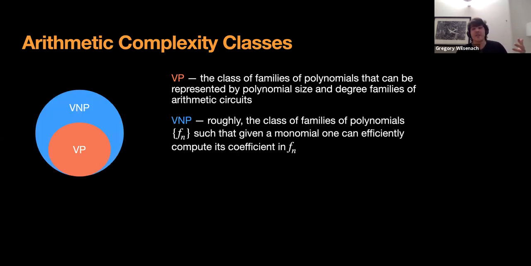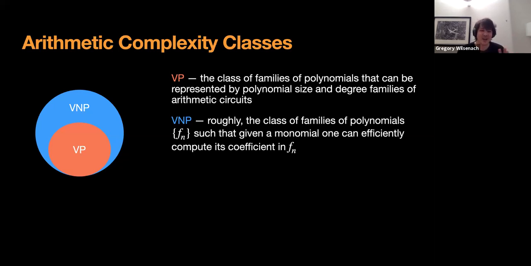And then there's another class, VNP, which has a definition in terms of something that looks like a certificate definition, so it's sort of analogous to NP. But an alternative definition, which is easier to state, is roughly that this is the class of polynomials such that the problem of computing the coefficient of some monomial in Fn is easy.